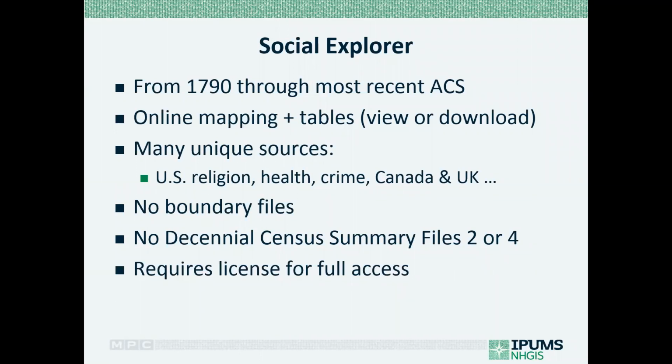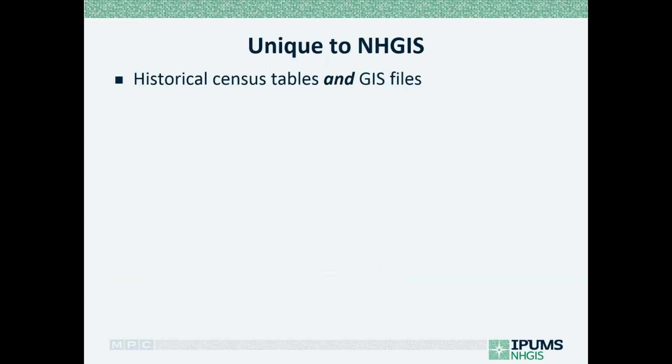And here's where I think probably the most interesting and most important difference is: NHGIS is a free website, and Social Explorer has a number of free features, but for its full version, it does require a license. And if you're fortunate, you are at an institution that is already paying for that license, and that's great. Social Explorer is really useful for lots of different things, but most of the things you might want to get from Social Explorer are also available from NHGIS.